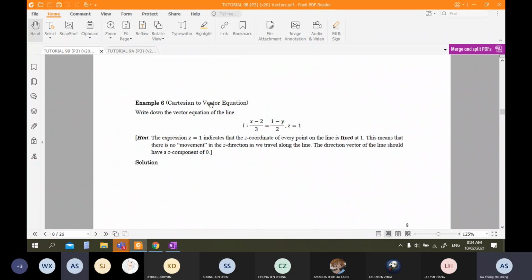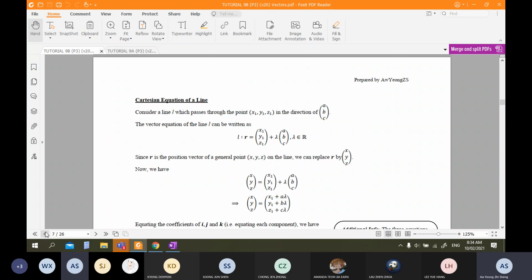Right, then when we need to convert Cartesian to vector, we need to first rearrange the fractions such that it becomes what I call a readable form. Then you read the direction vector and also the fixed point on the line.